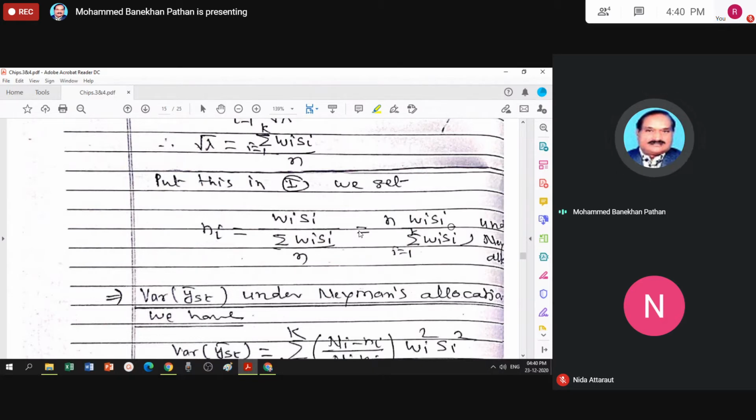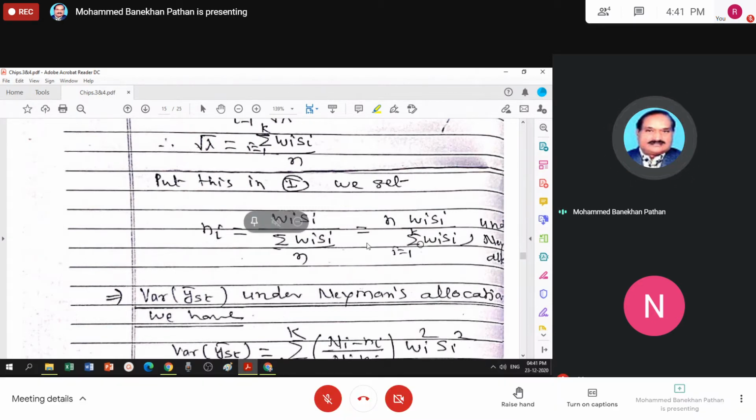Wi Si total divided by summation Wi Si. Wi stands for weightage in the ith stratum, written as capital Ni upon capital N. So if I replace Wi as capital Ni upon capital N, the formula will be written as small ni equals small n multiplied by capital Ni multiplied by capital Si divided by summation Ni Si.